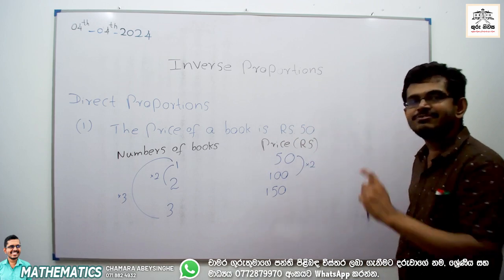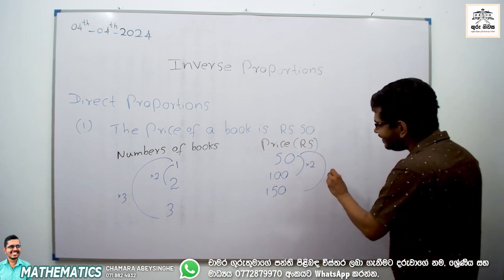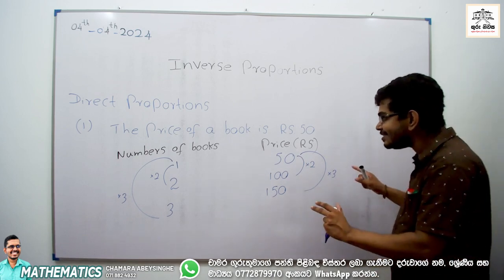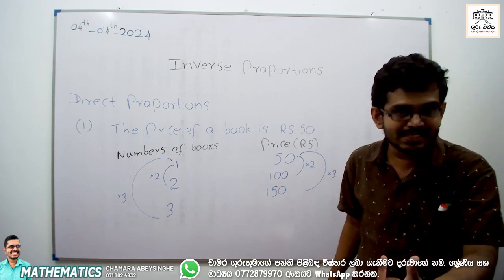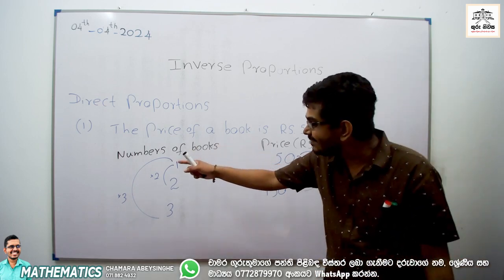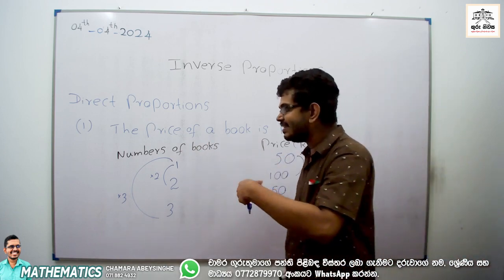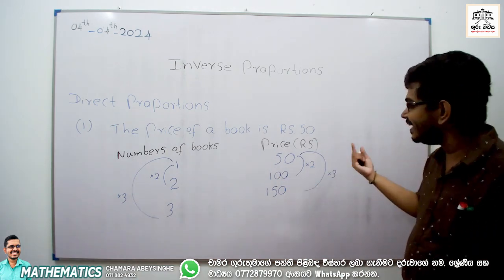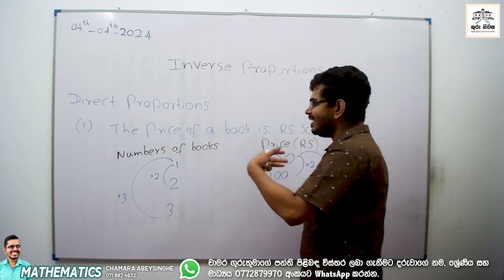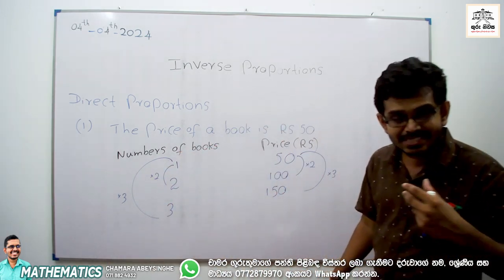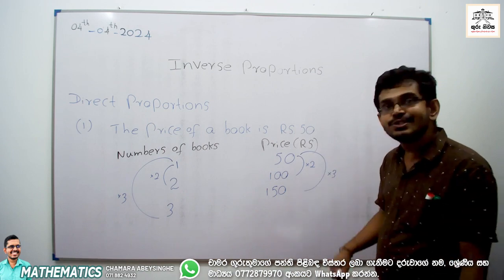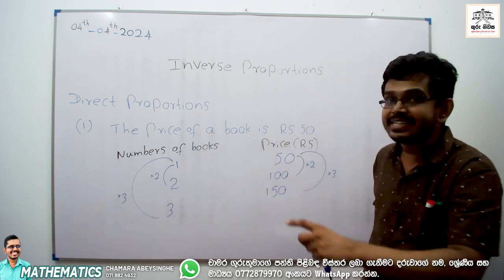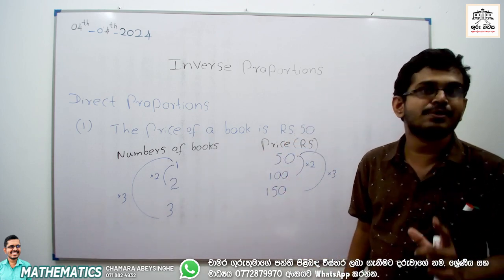And let's see price. 50 rupees to 150. 50 multiplied by 3, 150 is created. And price also increases 3 times. When numbers of books increase 3 times, price also increases 3 times. When numbers of books increase 2 times, price also increases 2 times. This kind of thing we can call a direct proportion.